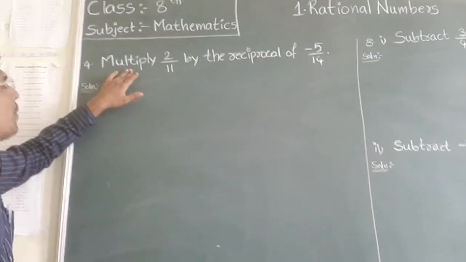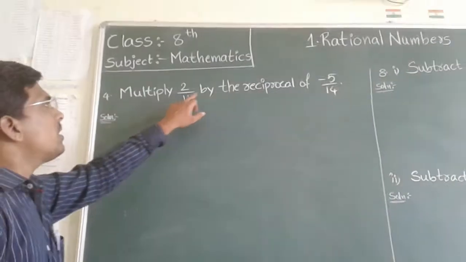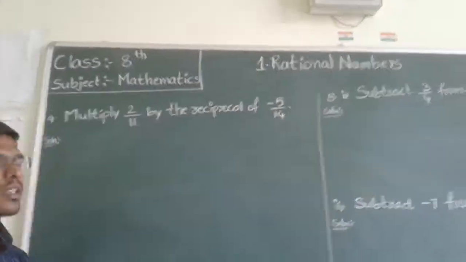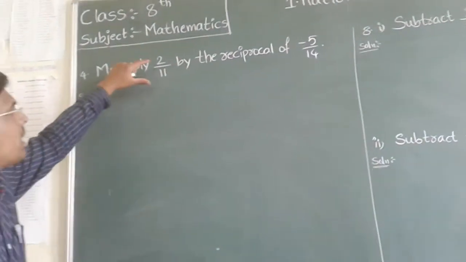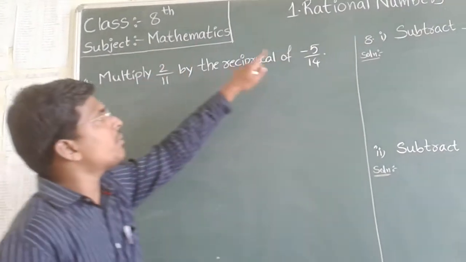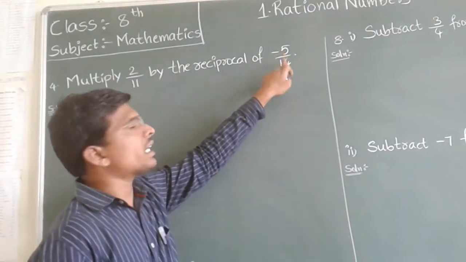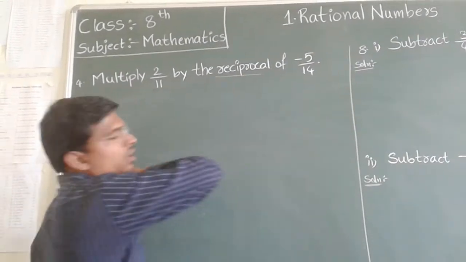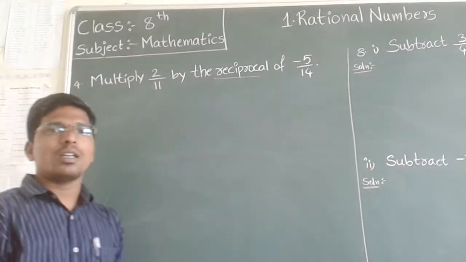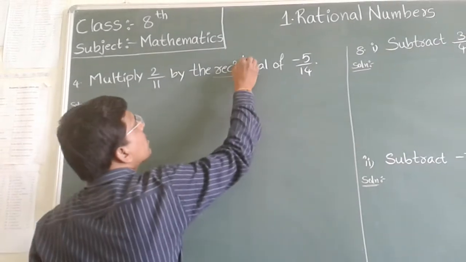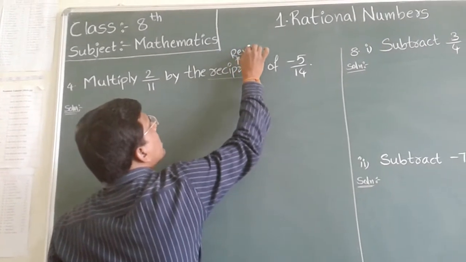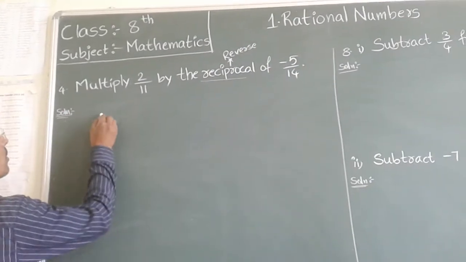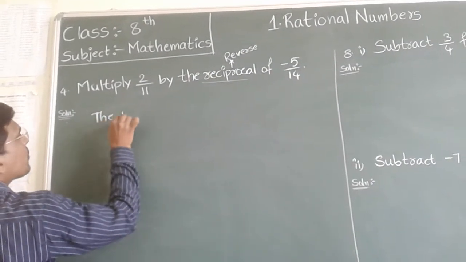The fourth question: multiply 2 by 11 by the reciprocal of minus 5 by 14. So here we have to multiply the term 2 by 11 by some number which is the reciprocal of minus 5 by 14. So what is meant by reciprocal? Reciprocal means reverse. Reverse of this number.